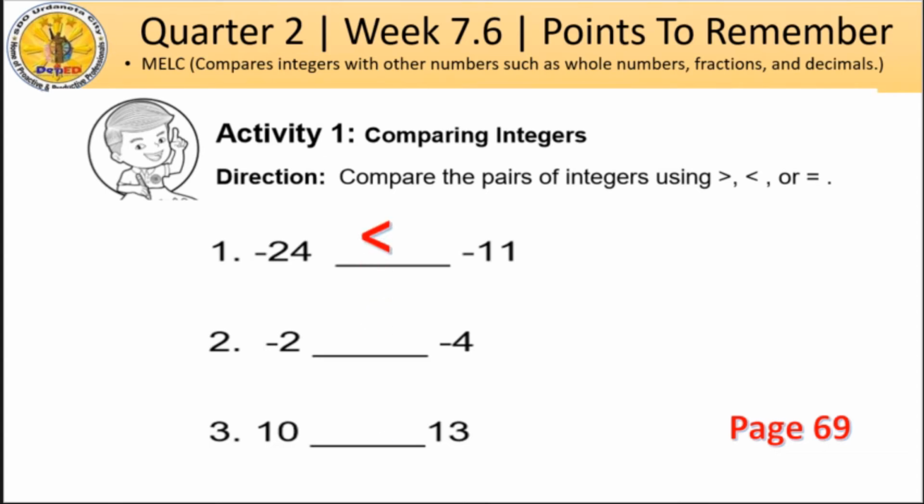In number 2, negative 2 and negative 4. Since negative 2 is nearer to 0 than negative 4, then negative 2 is greater than negative 4. For number 3, positive 10 and positive 13. Since they are both counting numbers, then 10 is lesser than 13.